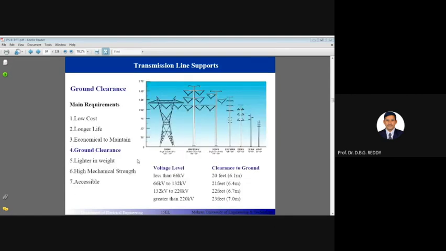Yes, these are the various possible transmission supports. As per the operating voltage and the distance of the span, we use various types of supports in transmission systems worldwide. Clearance is 20 feet for less than 66 kV, 21 feet for 66 kV, 22 feet for 132 kV, and 7 meters for greater than 220 kV. These clearances are followed, plus or minus, almost worldwide; they use the same technique.